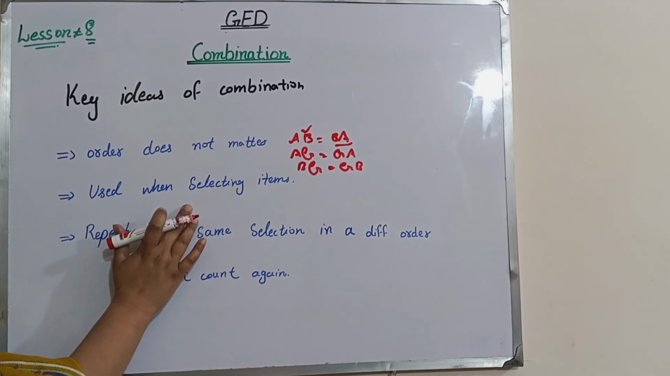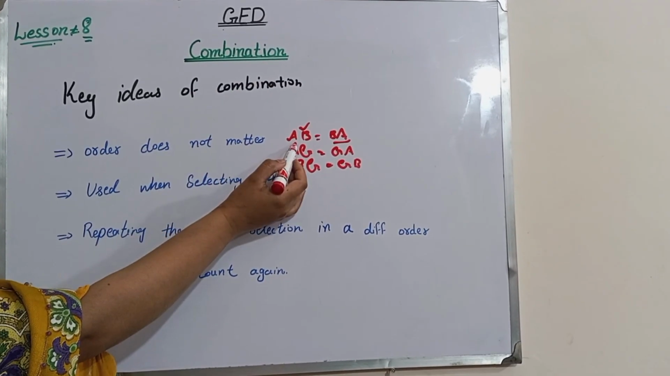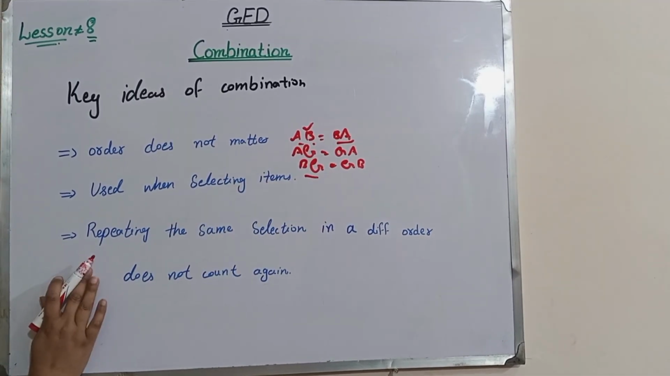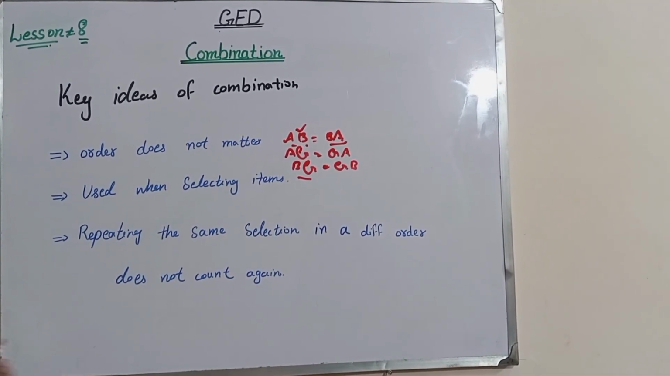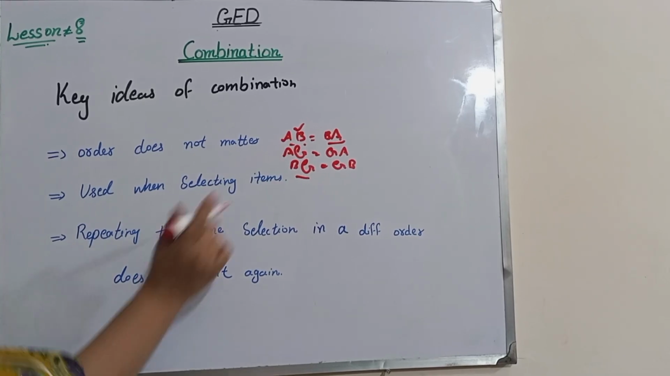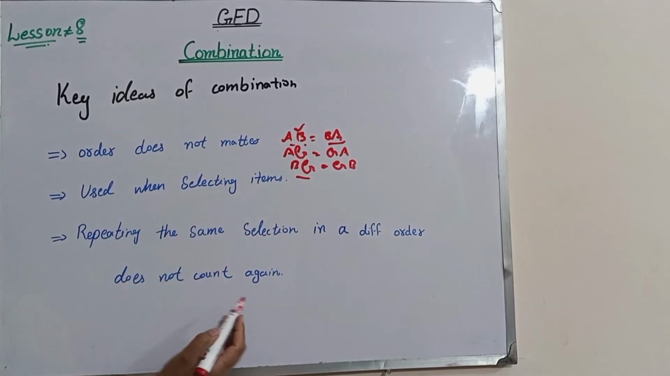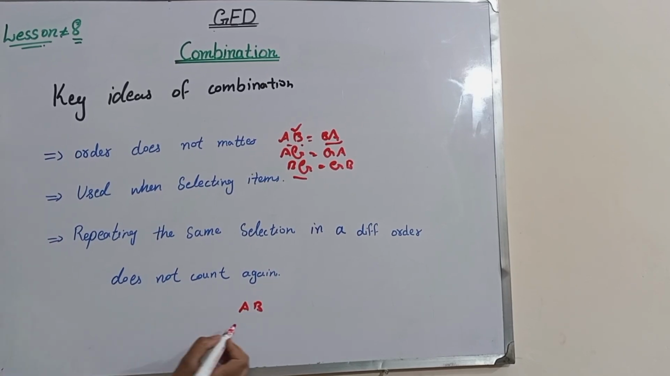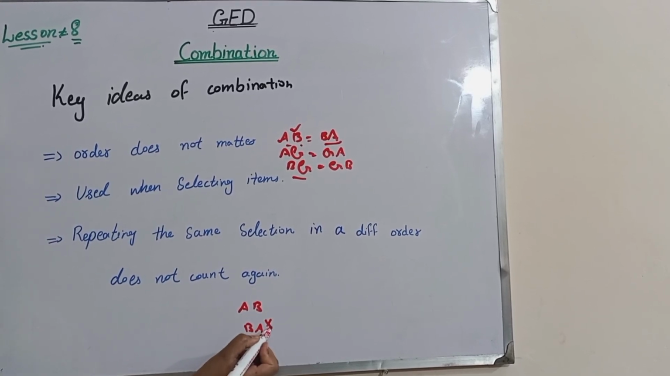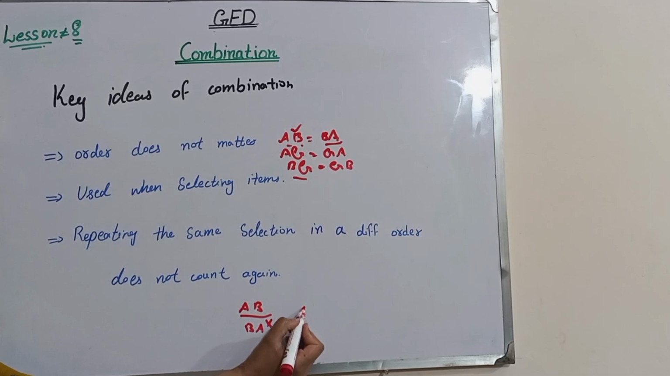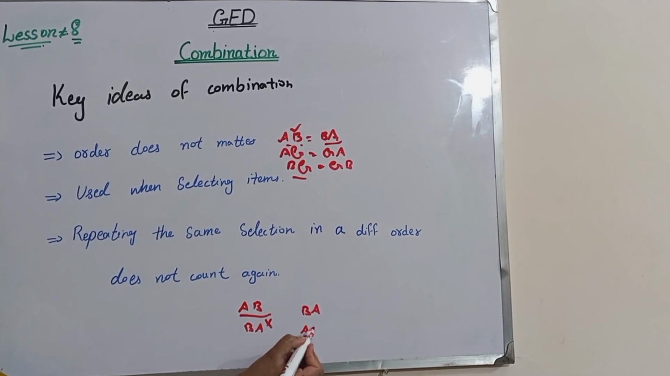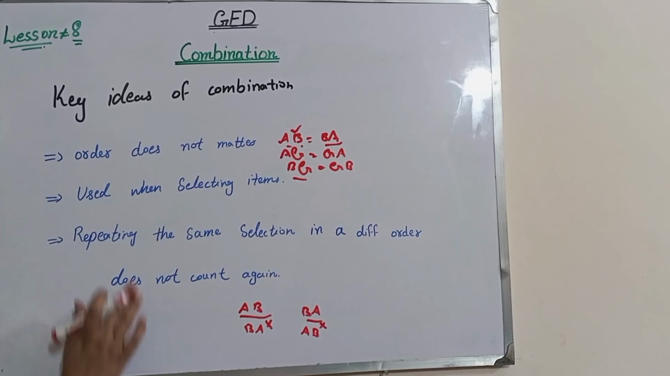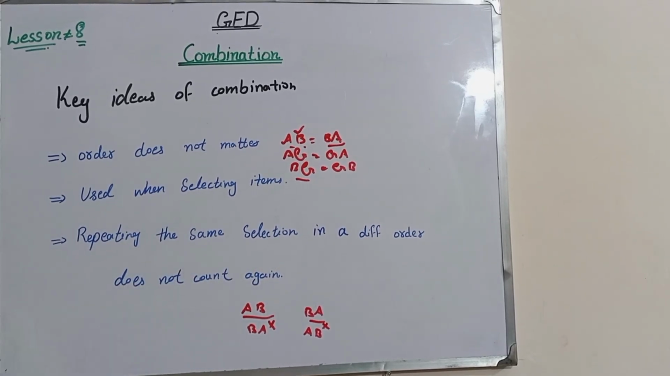Use it when selecting items. Repeating the same selection in a different order does not count again. As I explained earlier, apple and banana is equal to banana and apple. If we write apple and banana, then you don't need to write banana and apple. It will be wrong. If you write banana and apple, then you don't need to write apple and banana. So repeating the same selection in a different order does not matter.